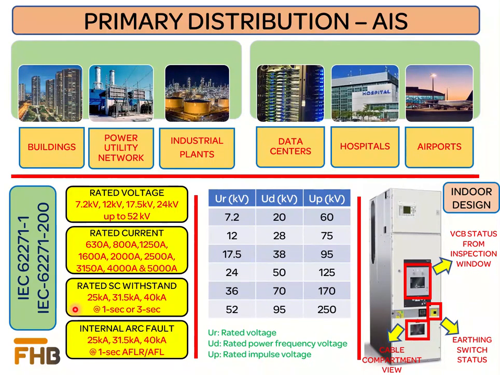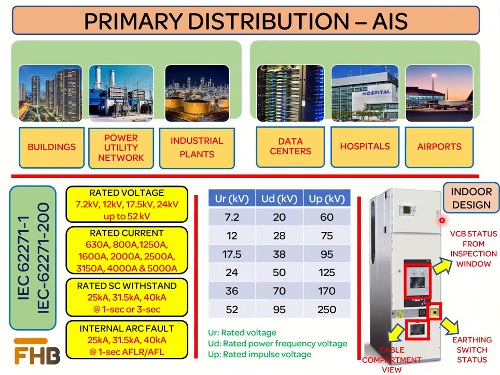Protection against internal arc fault is available in 25 kA, 31.5 kA and 40 kA for 1 second in both AFLR and AFL. As per IEC 62271-1, the table here shows the values of power frequency withstand voltage and impulse voltage based on the switchgear rated values. Air-insulated switchgear are designed for indoor installation and are most commonly used with withdrawable circuit breaker to ensure the continuity of operation.